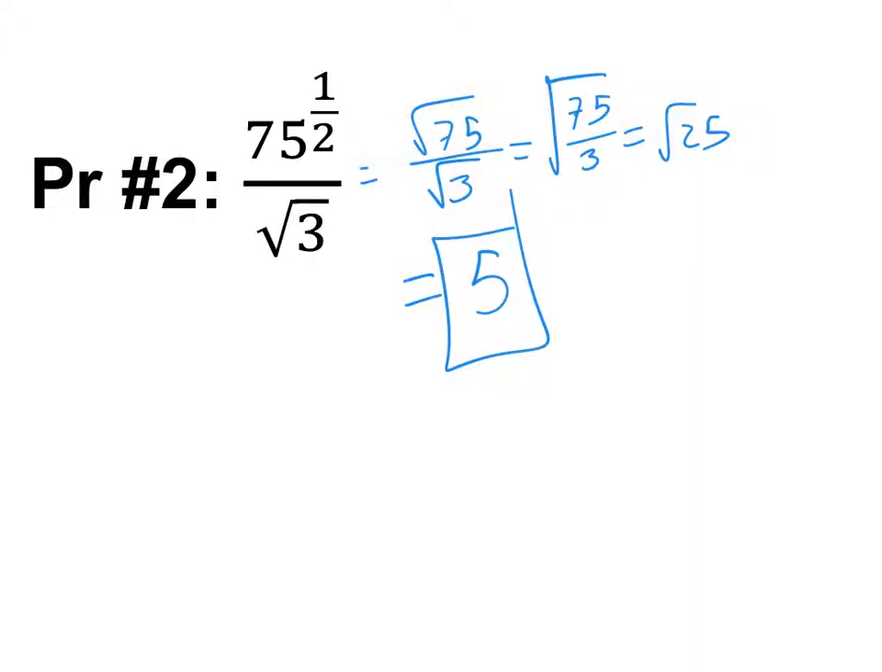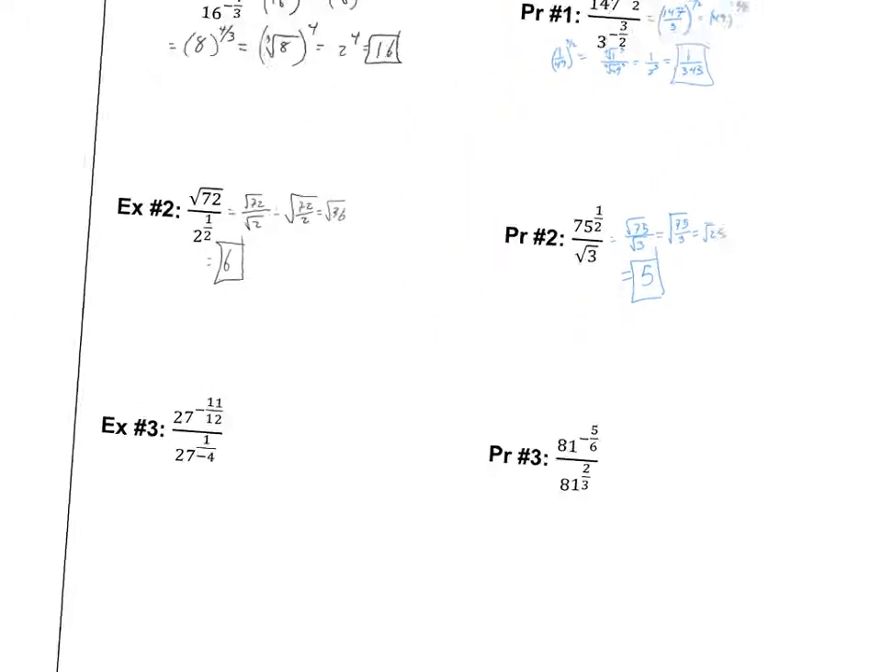Okay, so you got square root 5 now. We got that because this is really just like saying square root 75 over square root 3. You could make it one square root of a fraction. 75 divided by 3 is 25. Square root 25 is 5. Easy peasy. Alright, one more here for you.